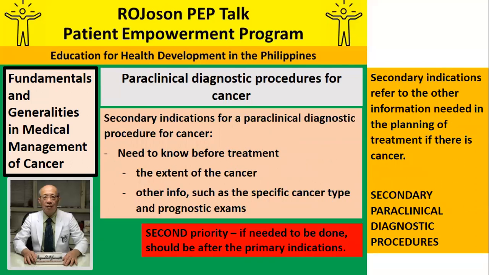Secondary indications refer to the other information needed in the planning of treatment if there is cancer. So secondary indications consist of the following: if there is a need to know before treatment the extent of the cancer and other information such as the specific cancer type and prognostic examinations. As I said, this is the second priority. If needed to be done, it should be done after the primary indications.